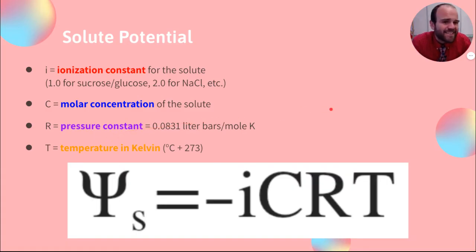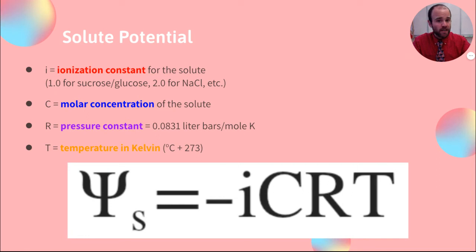So how do we calculate solute potential? Well, we have a little equation. Solute potential equals negative iCRT. And hopefully it doesn't make you say I quit. So i is our ionization constant, and that is going to be how many particles something breaks into when it's in water.